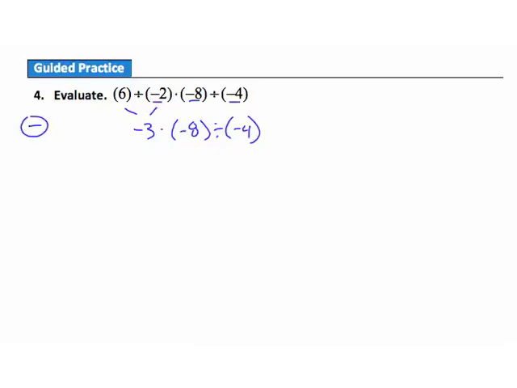Okay? Again, working left to right. Now I have a negative 3 times a negative 8. Those are the same kinds of signs. So that's going to give me a positive answer, and that's going to give me a positive 24.